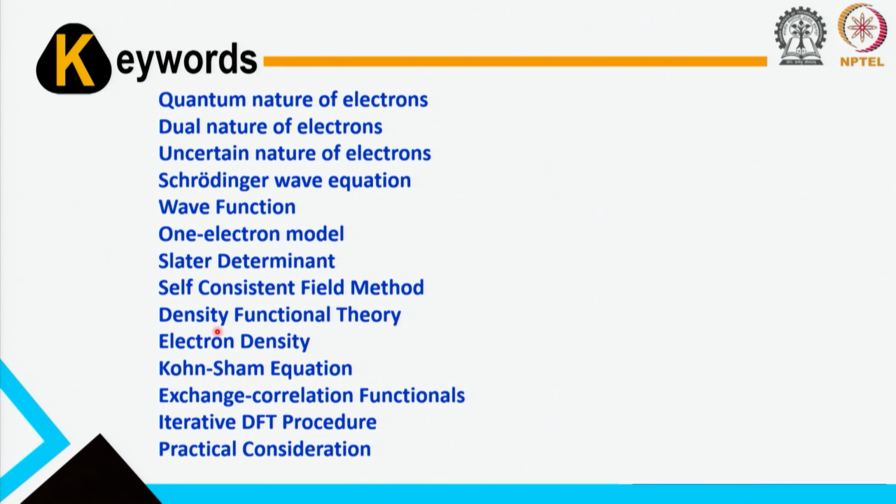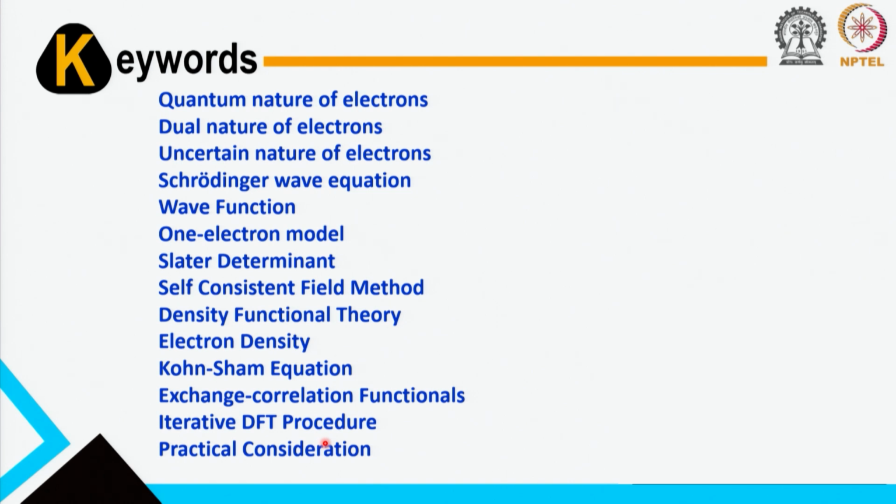Then we discuss density functional theory, where electron density is the main parameter. Instead of the wave function as in the Hartree-Fock method, in this case we use the electron density function. Density is the main parameter in density functional theory, that's the name. And functional here means, instead of a function, we take a function of a function. The electron density is a function, and then we take a function of the electron density to get a number, meaning some observable parameter like energy. Then we cover the Kohn-Sham equation, the exchange correlation functional, a brief on the iterative DFT procedure and some practical considerations.